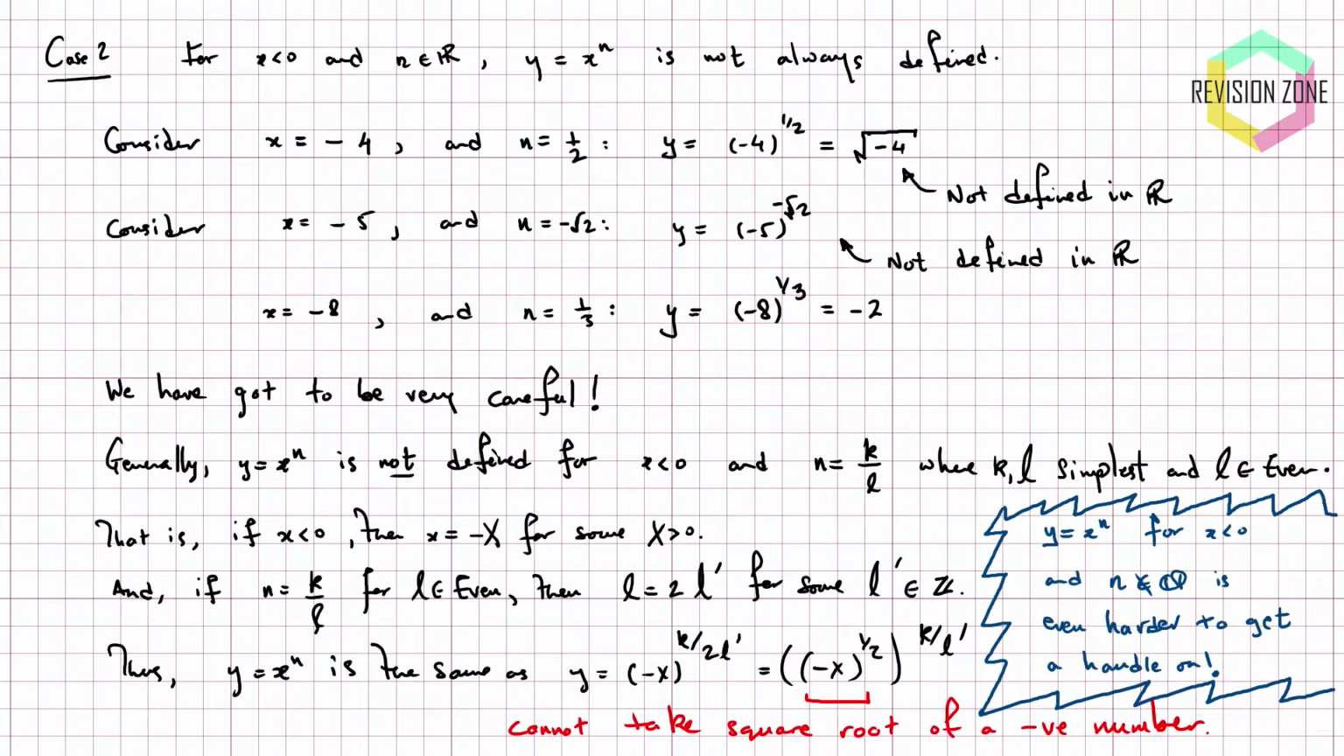Okay? So I have a general statement here which gives you an idea that infinitely many cases are going to fail. So let's see what it says. It says generally y equals x to the n is not defined for x being negative and n being some fraction k over L, where the fraction written out has to be in simplest form. So in other words, you can't cancel parts of k with parts of L. In other words, they share no common factors. And in this case, we want L to be an even number, okay? So what we're saying is if L is an even number and k and L are in simplest form and x is negative, then y equals x to the n cannot be defined, okay?